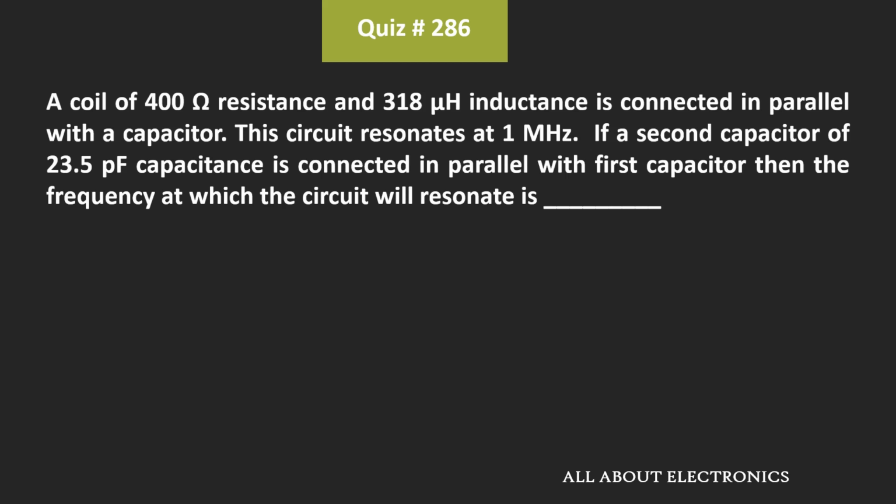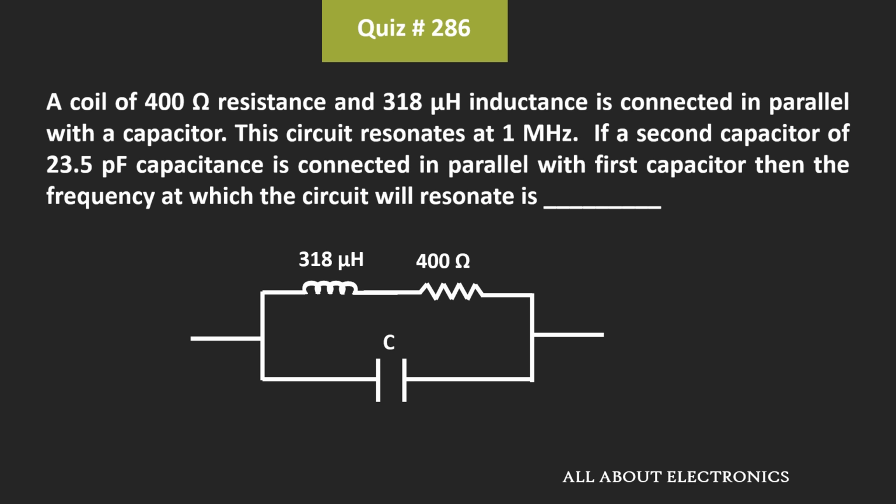So in this question, we have been given one coil and it is connected to one capacitor. This coil has some series internal resistance and we have also been given the value of its inductance. Now in this configuration, the resonant frequency of this circuit is equal to 1 MHz. We have been asked to find the resonant frequency when we connect a second capacitor in parallel with the existing capacitor.